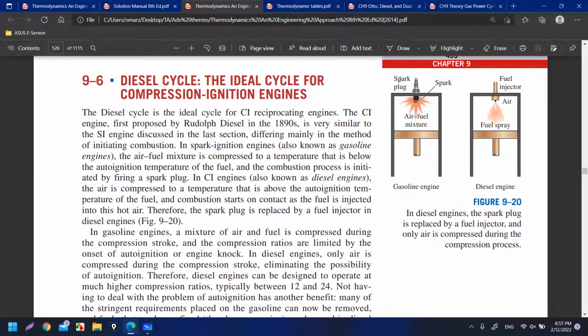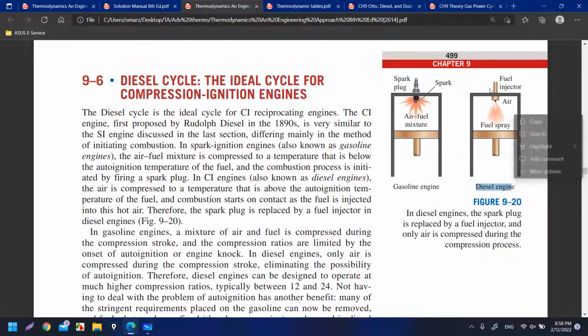You will have a spark like this, and it will burn the air fuel mixture, and this is called a gasoline engine. But in a diesel engine, you will not have a spark. Instead of the spark, you will have a fuel injector.